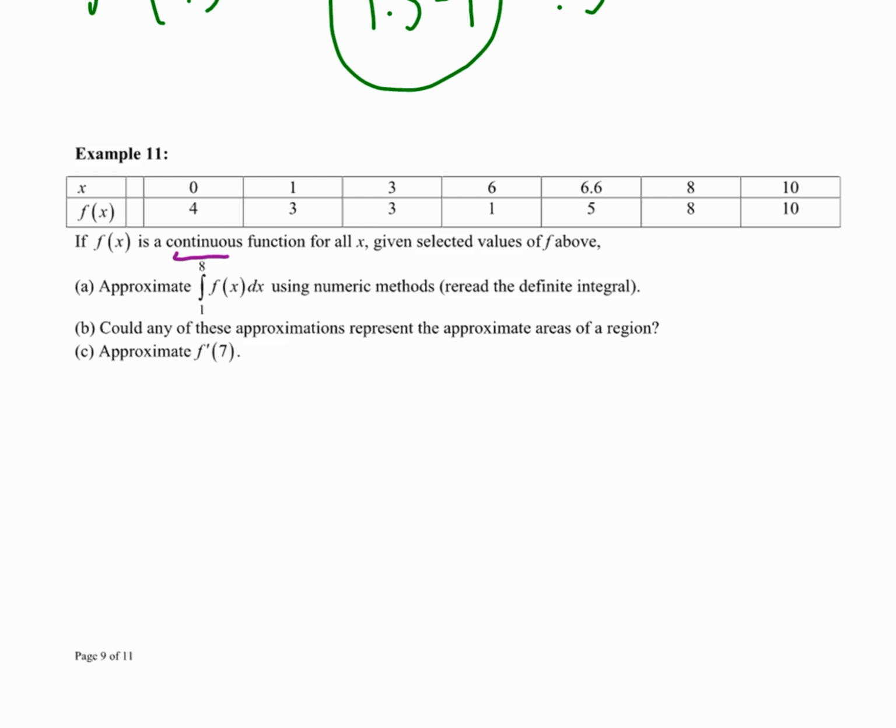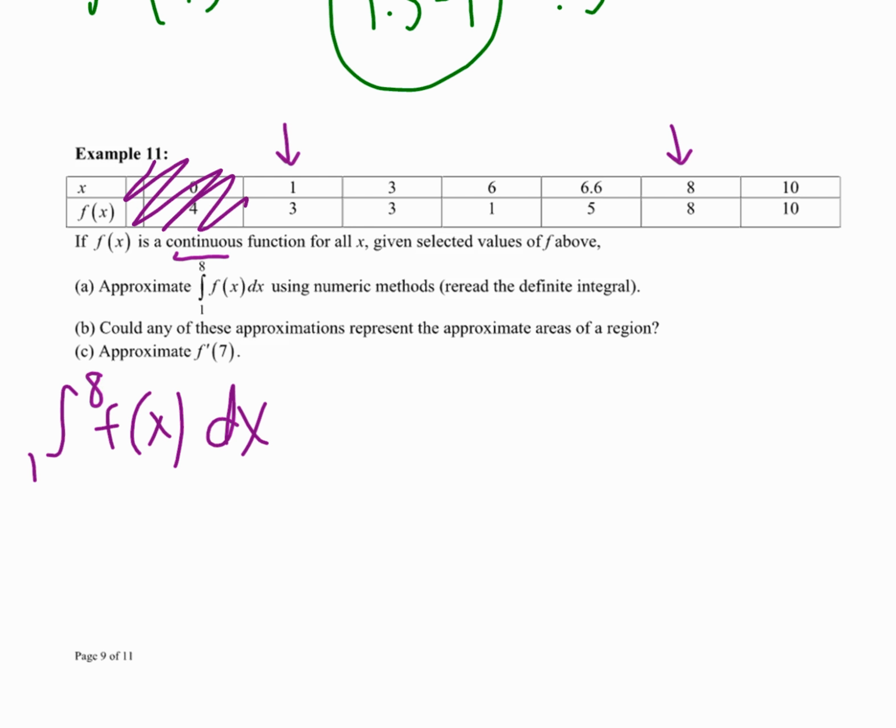So we're going to approximate this integral from 1 to 8 using numeric methods, just like we did before. Now I noticed that this is 1 and this is 8. So who cares what's happening at the end? Get rid of that data. Don't let it confuse you. All right, so we're going to go from 1 to 8.